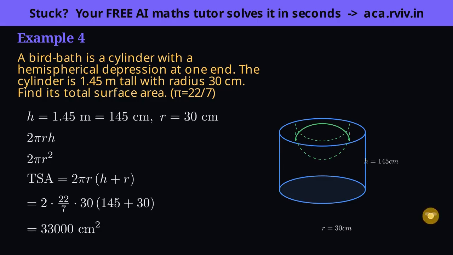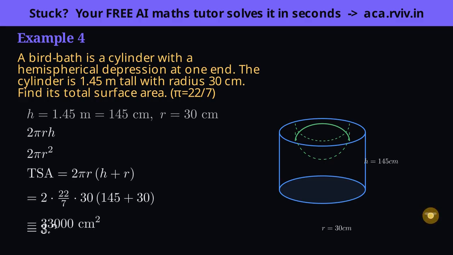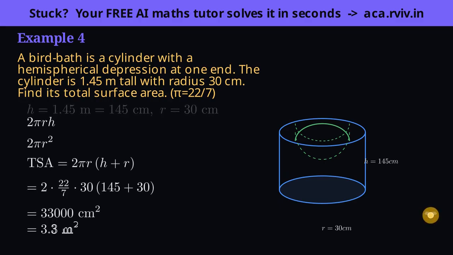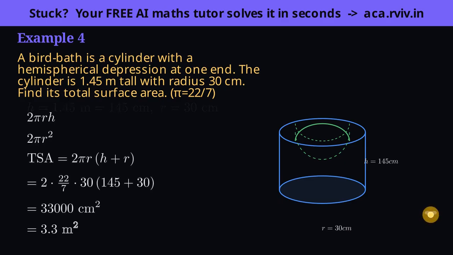Let's give the answer in square meters. Here's the point students trip on. 1 square meter is 100 centimeters by 100, which is 10,000 square centimeters, not 100. So we divide by 10,000, giving 3.3 square meters.